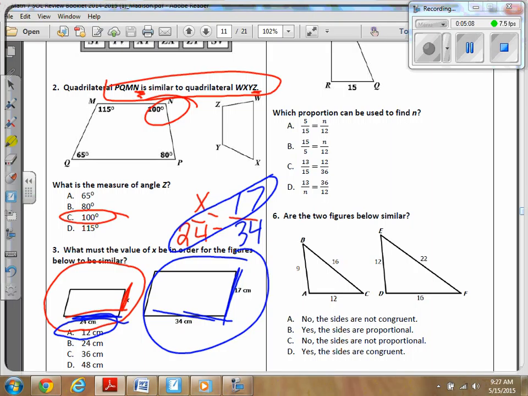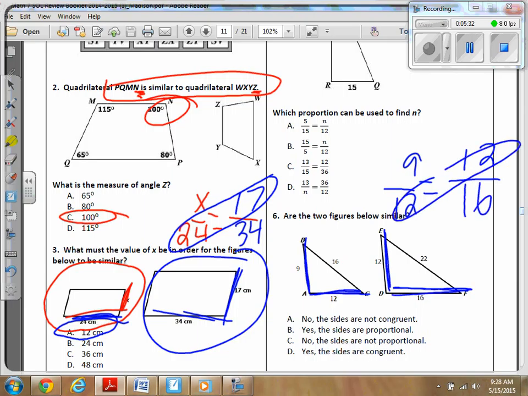So now let's look at number 6. Are the two figures below similar? We're going to have to set up proportions with the sides. So 9 over 12. What's just like 9 in the big one? 12. 9 and 12 are just alike. And then we have 12 on the bottom. What's on the bottom of the big one? 16. What's 12 times 12? What is 16 times 9?